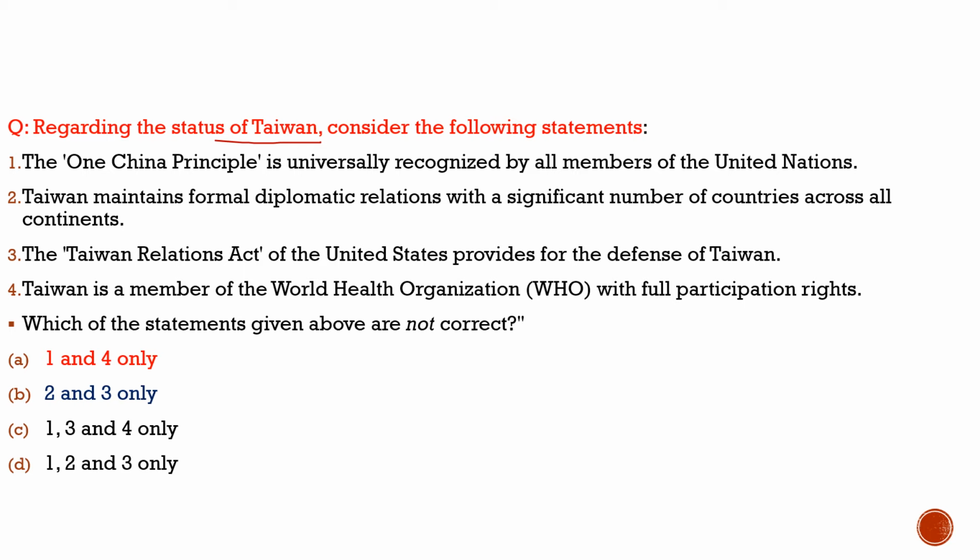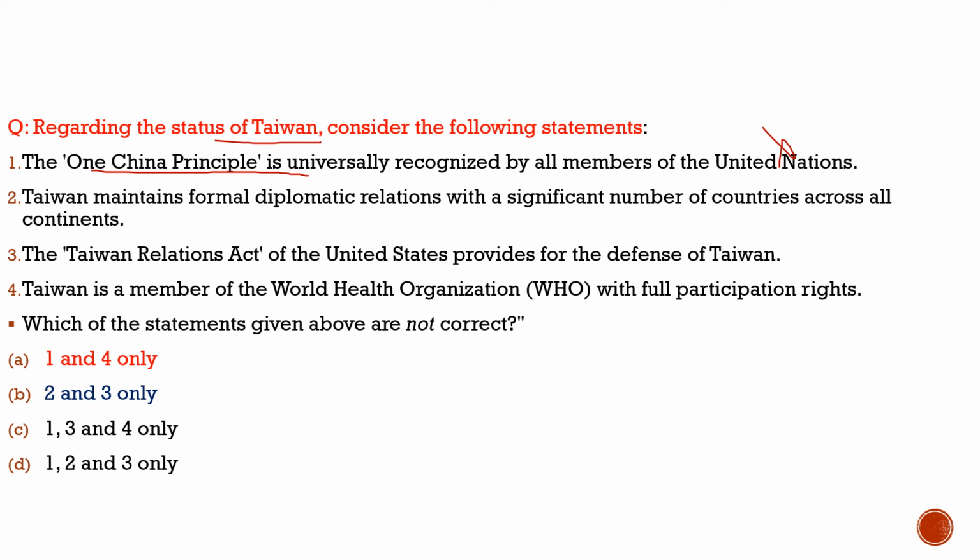No, totally incorrect. The One China principle is proposed by China, the modern China PRC, and the One China policy is promoted by them. It is not accepted by all the members of the United Nations, but the majority of the members accept it. So the first statement is incorrect. Even the US accepts it, even India accepts it, but we have a separate relationship with Taiwan. The US has a separate relationship with Taiwan. That's why we are discussing this question. So the first statement is incorrect.